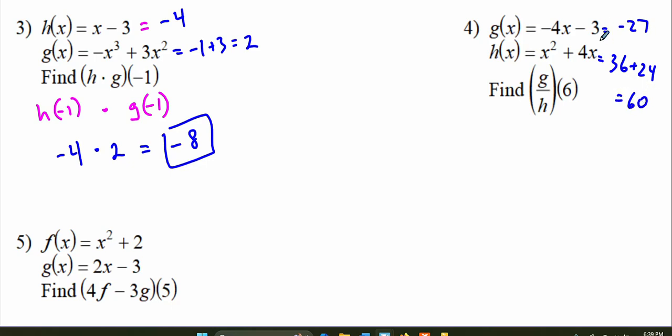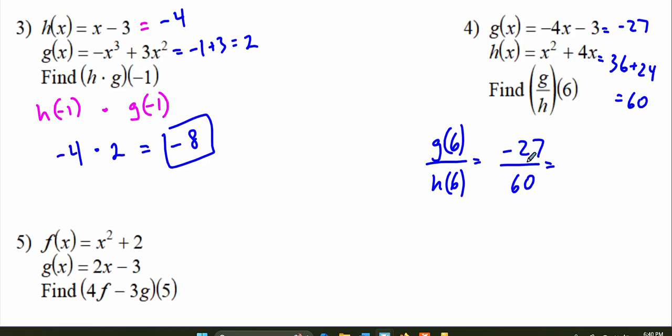So the overall answer here is g of 6 divided by h of 6, like this. Again, it's not times 6 at the end. And so my numerator, g of 6, is negative 27, and the denominator is 60.